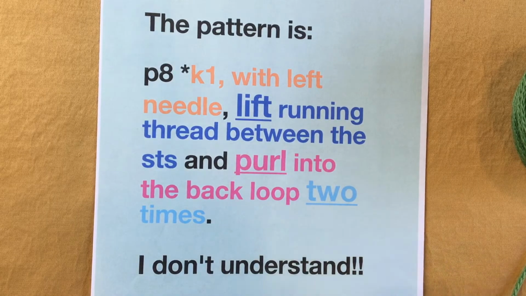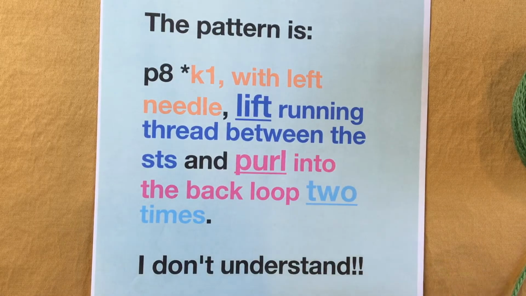In today's video, I will be showing you how to increase in knitting. This is one of the questions sent in by a visitor from my website, regarding the pattern and how to increase the purl stitches. As you can see here: P8, K1, with left needle lift running thread between the stitches and purl into the back loop 2 times. She was frustrated because she didn't quite understand it, so I'll try to explain as much as I can.